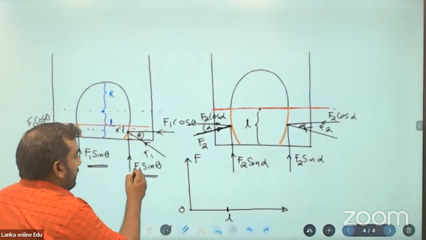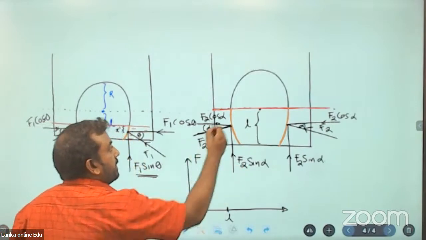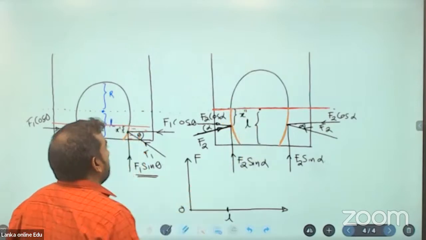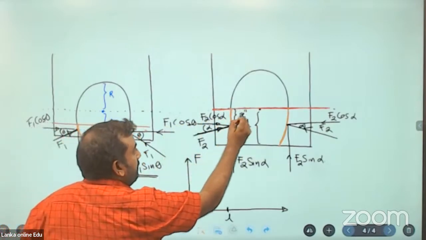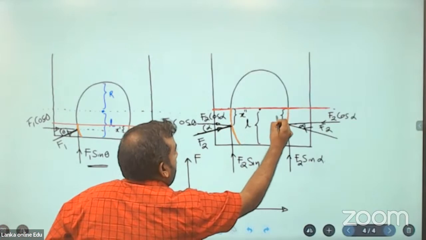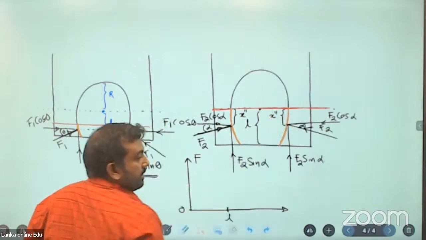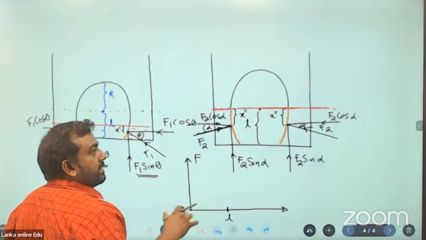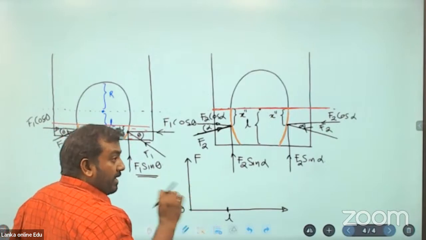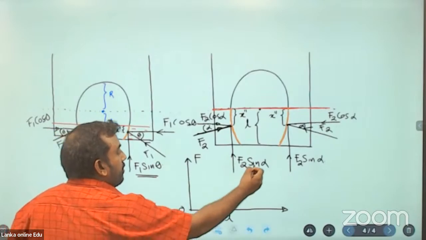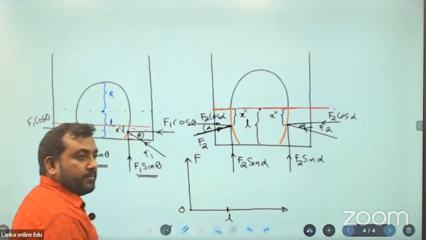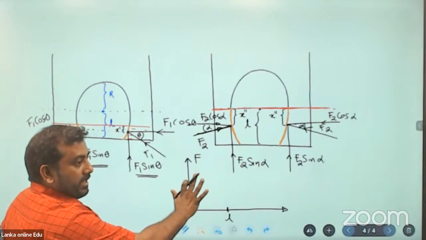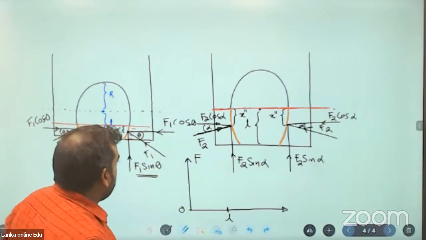You can see force has increased. How can the force increase? The depth has increased, x double dash. Here x dash, here x double dash. Here also a similar location, x double dash. So the depth has increased, so the force has increased. Has the force increased linearly or non-linearly? Non-linearly. Why non-linear? Because there's a sine alpha variation. I'm not going to draw for now. I'm just going to keep it there.